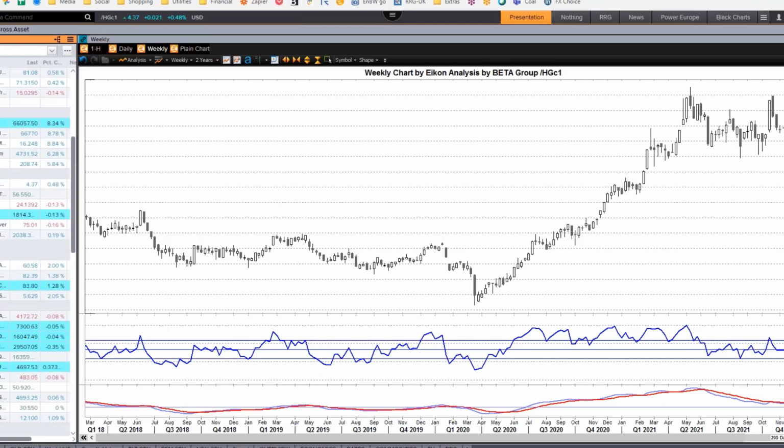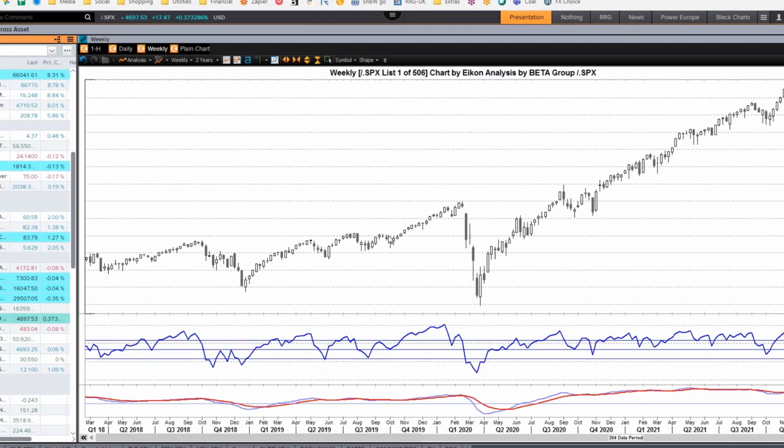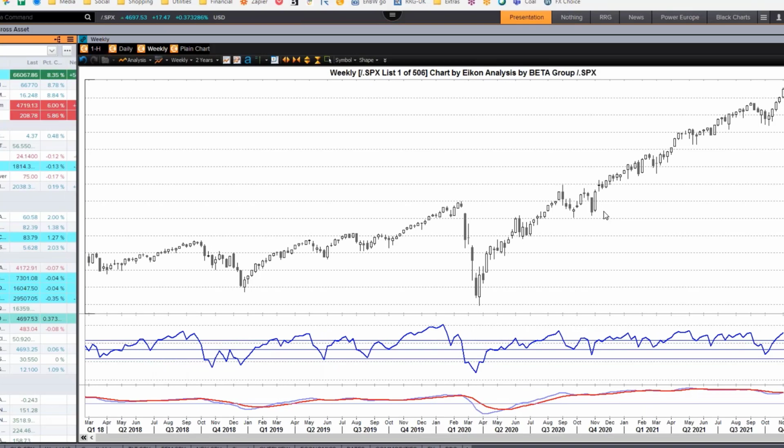Okay, so we're moving now to the stock indexes. So let's start with the US 500 here. Wow, here we go. It just goes and goes and goes, doesn't it? It's up and up. We had that pullback, and we pushed ahead.